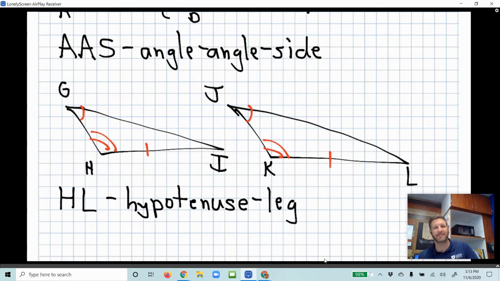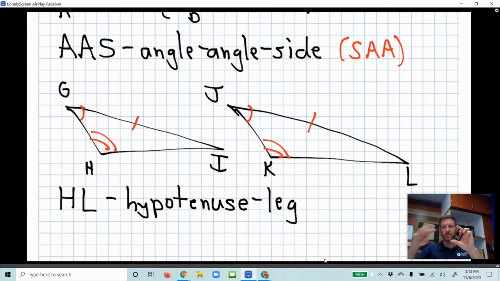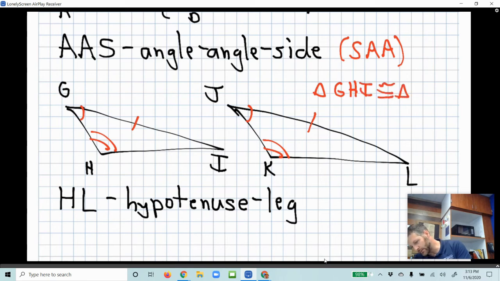But just so you know, this is the same as side, angle, angle. There is no difference in the order. So whether it's the ones I did there, or you could also just as easily say this side is congruent, either one of those combinations would prove that these triangles have to be congruent. There's no way you could draw two triangles with two congruent angles and a congruent side and not have the rest of it fixed and know that the two triangles are exactly alike. So in this case, triangle GHI is in fact congruent to triangle JKL.